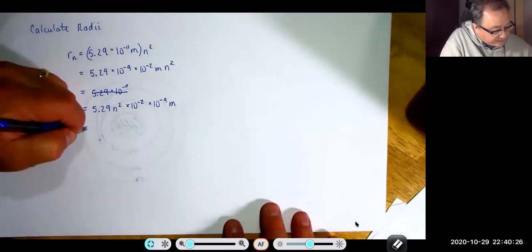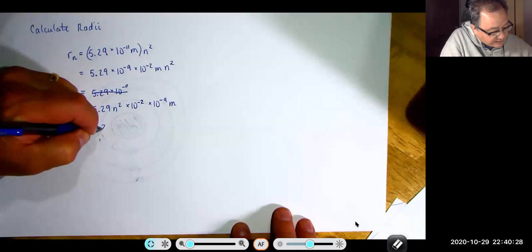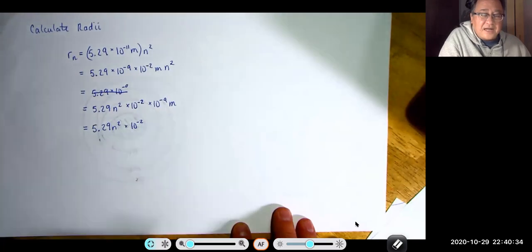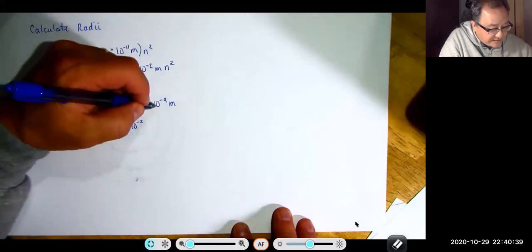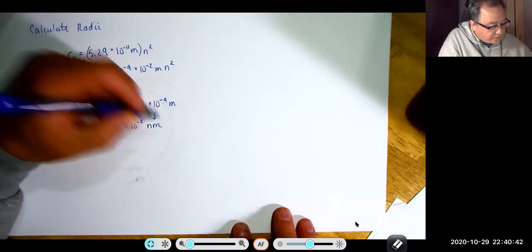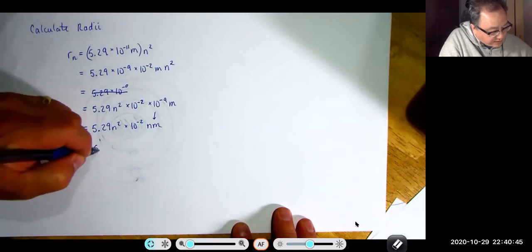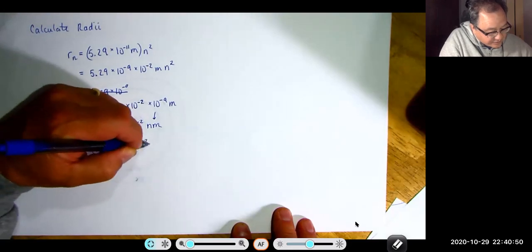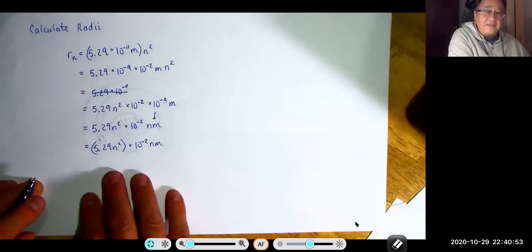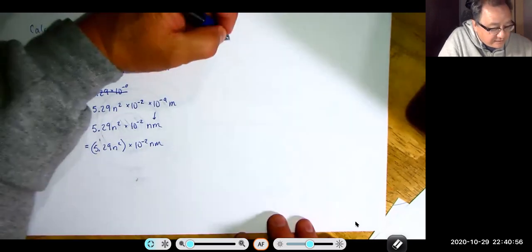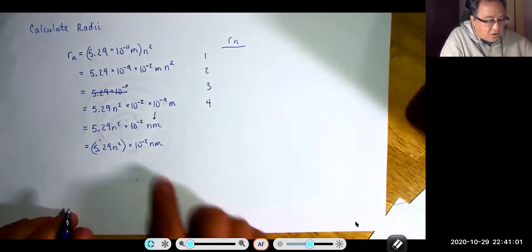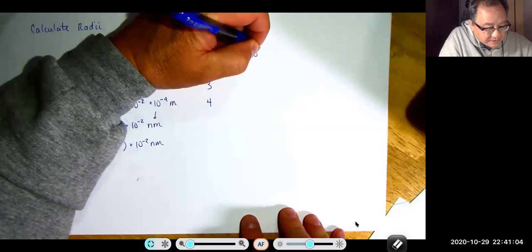So now I'm going to do this, and this is the tricky part. I'm going to put 5.29 n squared times 10 to the minus 2, and 10 to the minus 9 meters is actually a nanometer, or a nano. So I can take this and switch it right to nanometer. So now I'm going to write 5.29 n squared parentheses times 10 to the minus 2 nanometers. So this is really convenient if I want to calculate the radii for the different orbits, and I want to get them all to be times 10 to the minus 2 nanometers.